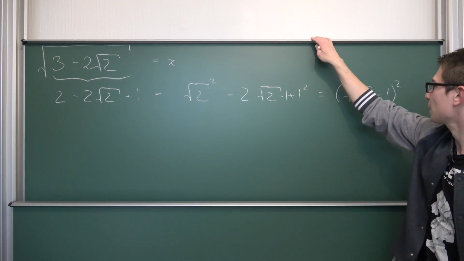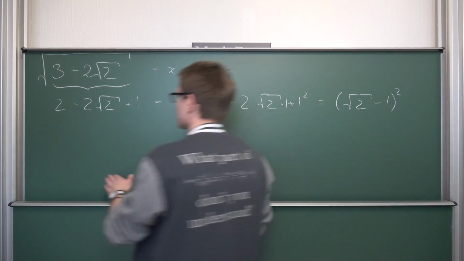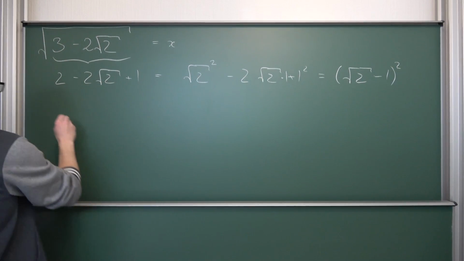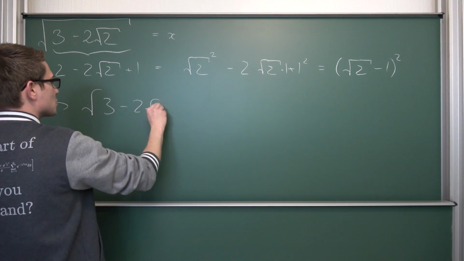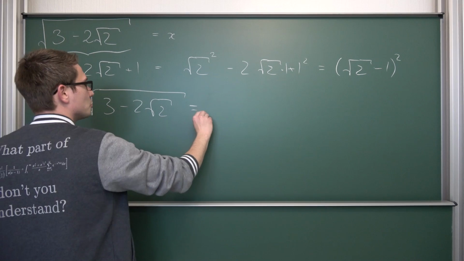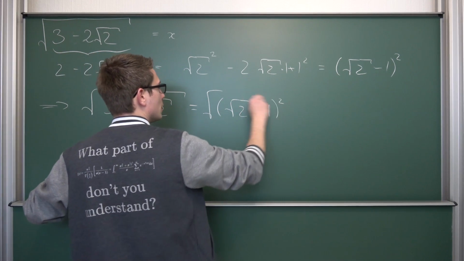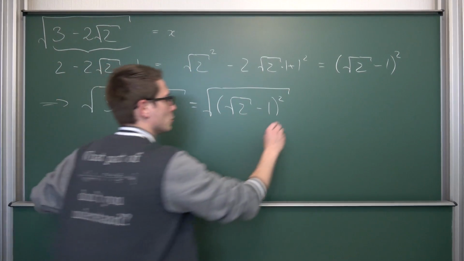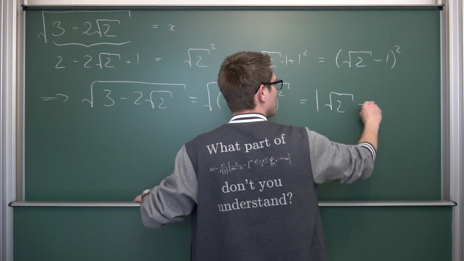And yeah, this is good. Like mentioned before, now we have the square root of something squared. This is just going to turn into the absolute value of things. Meaning our expression, square root of 3 minus 2 times the square root of 2, is going to turn into the square root of square root of 2 minus 1 squared. And now this is going to result in the absolute value of what we have right here, square root of 2 minus 1.